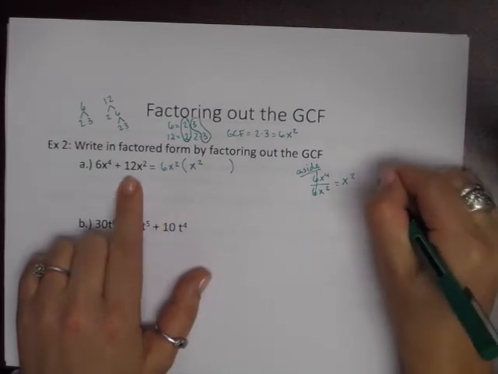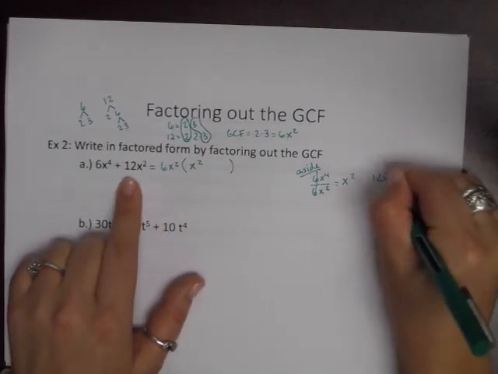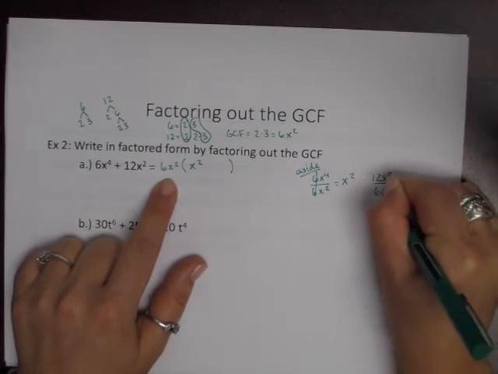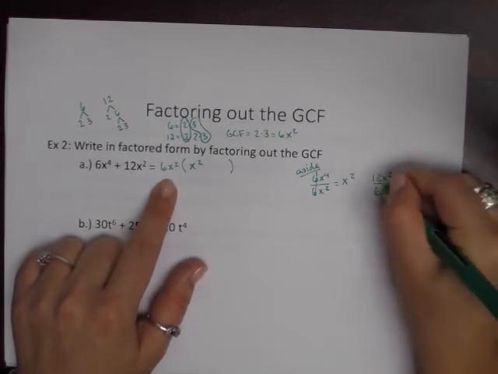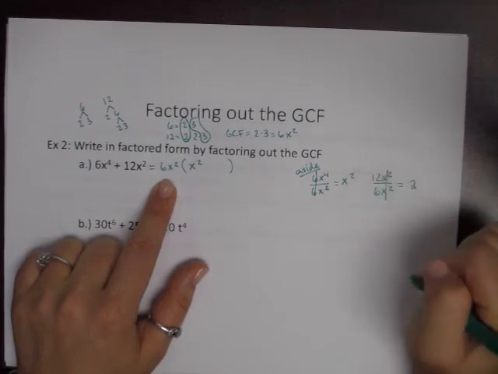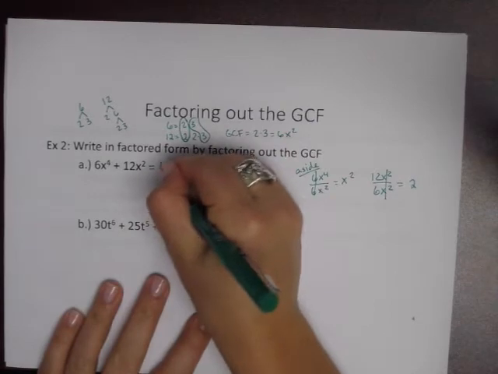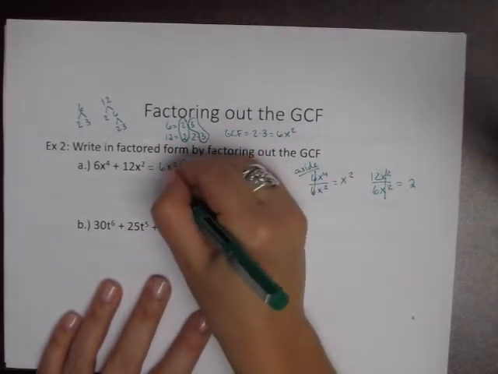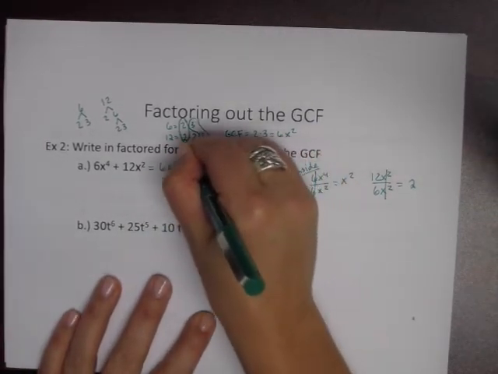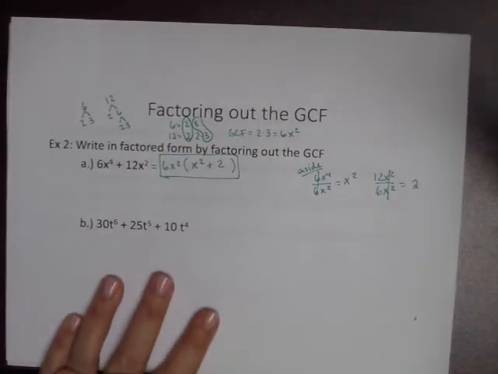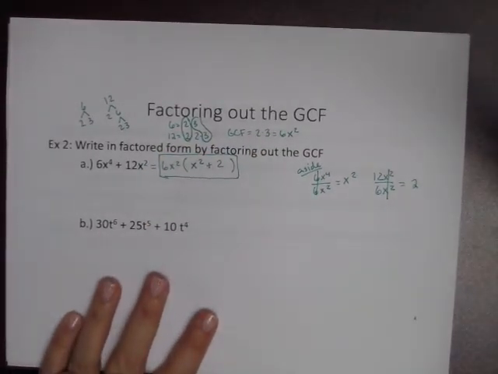For my second term, I take 12x squared and I divide it by my GCF. You will always divide it by your GCF. And 12 divided by 6 is 2, and then anything over itself reduces down to 1, so plus 2. So I still have my binomial, but I pulled out my GCF, and that is the factored form.